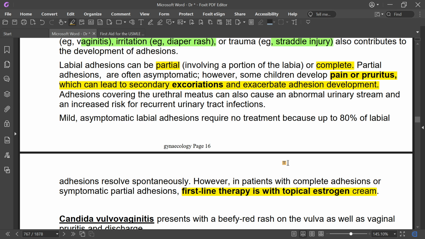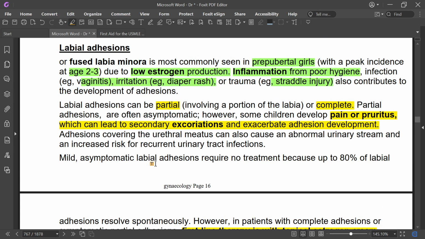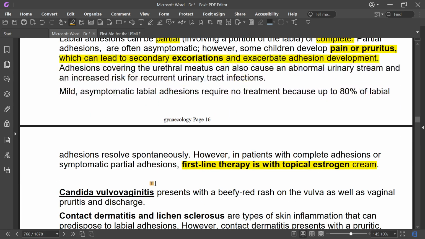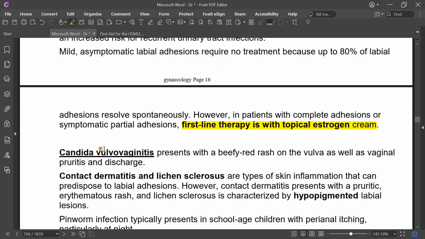So you have to know what is the main cause behind it. Labial adhesion due to poor estrogen, maybe due to other causes. So if there are other factors involved, correct the other factors. If there is diaper rash, treat accordingly. If there is poor hygiene, you have to take care of that. But as it is due to low estrogen, you can give topical estrogen.